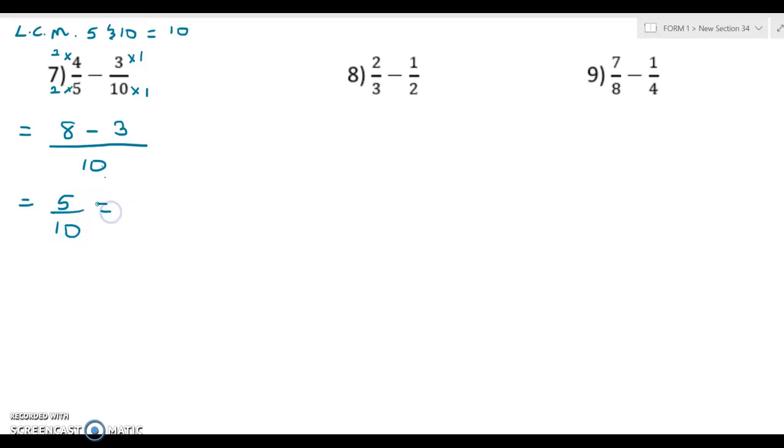Right? You could reduce this if you want to a half. Not a problem. You can leave it as the 5 over 10 if you want as well. Alright, next fraction. 2 over 3 take away 1 over 2. So 2 thirds take away a half.